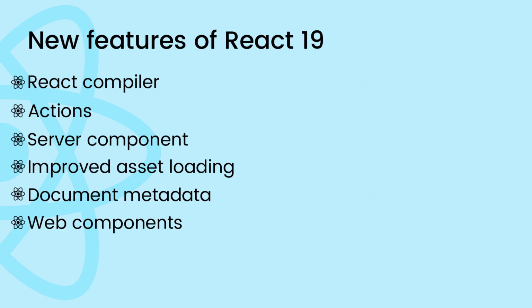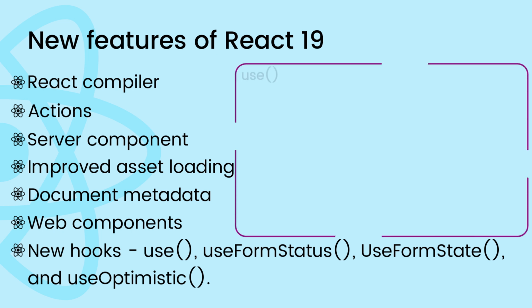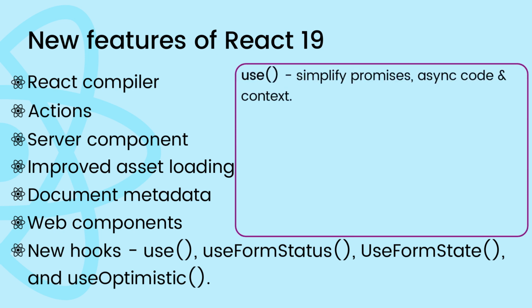Then another important thing, new hooks are also going to be there in the React 19 version. So hooks like useFormStatus, useFormState, and useOptimistic. These are the hooks you may see in the next version. Now new hooks such as use will simplify the use of promises, async code, and context.